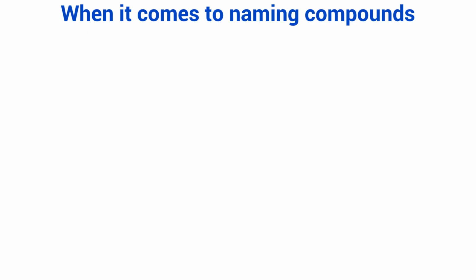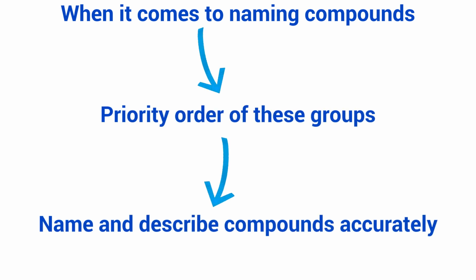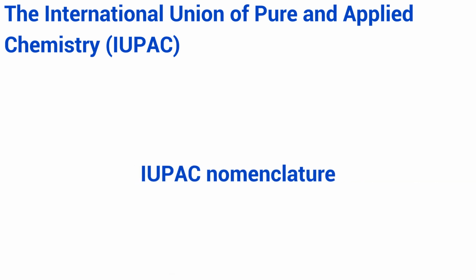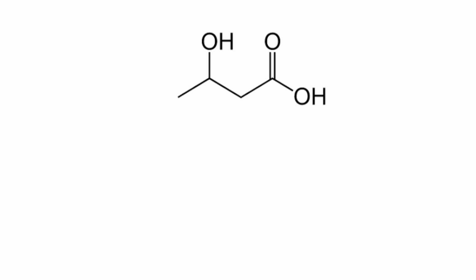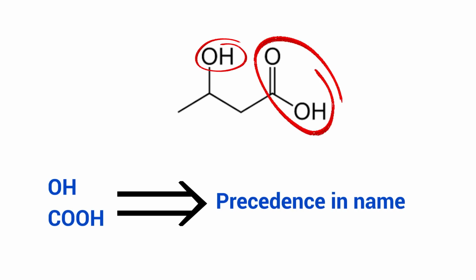But when it comes to naming compounds, we need to know the priority order of these groups, because that order affects how we name and describe compounds accurately. The International Union of Pure and Applied Chemistry has set rules for naming organic compounds, called IUPAC nomenclature. When a molecule has more than one functional group, we need a way to decide which group takes precedence in the name. This is where priority order comes in.